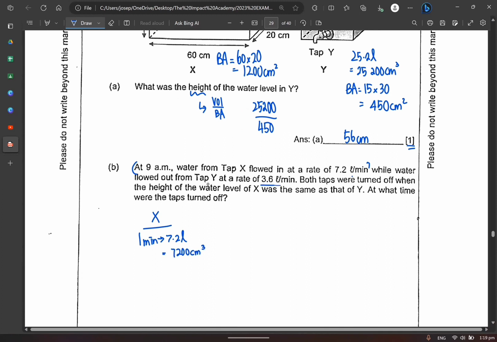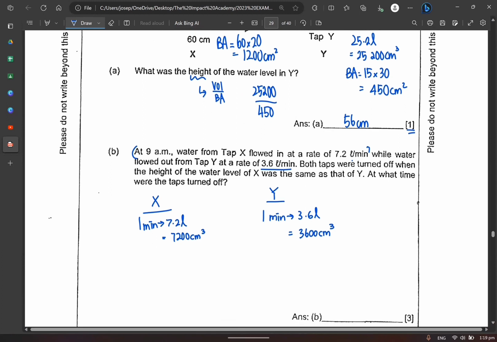Whereas for Y, every 1 minute, it will lose 3.6 liters, which is equal to 3,600 centimeter cube. So these are some of the things that you want to write down first. Now, both taps were turned off when the height of the water level of X was the same as that of Y. Okay, so this is very important.